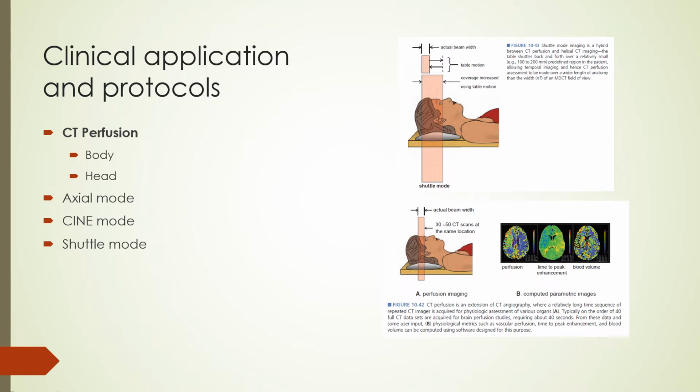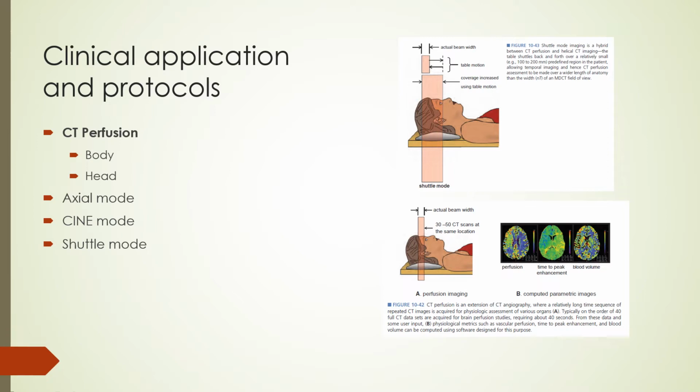CT perfusion imaging is used to evaluate vascular perfusion and other physiological parameters related to blood flow to a specific organ. CT perfusion scans have the potential for high doses when not properly designed. Recently, head perfusion scans have become safer due to more stringent rules about protocol design. Currently, doses are in the 300 to 450 milligray range depending on mode.